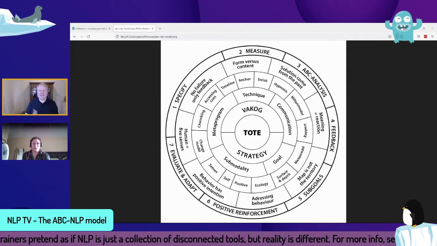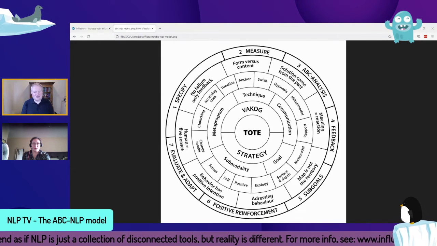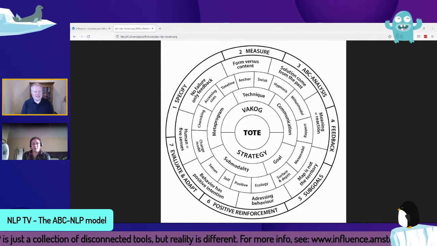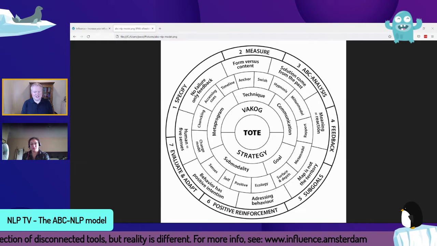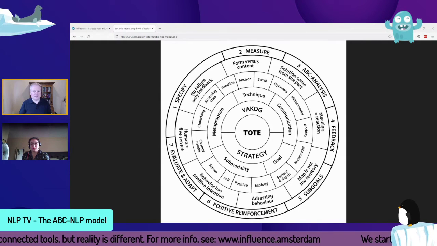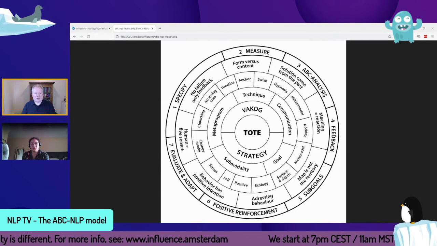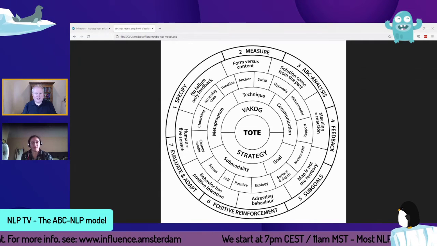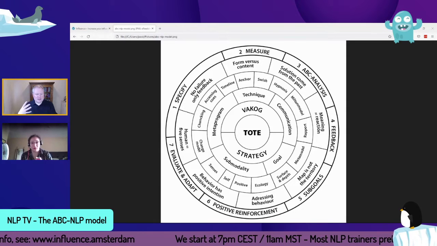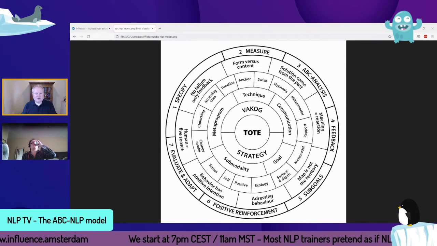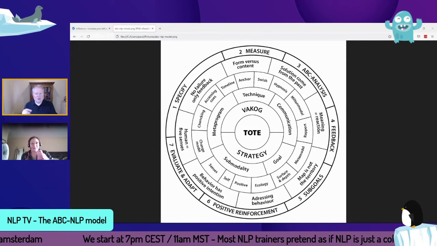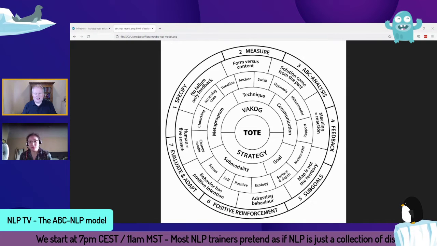Then we have switch techniques. Those techniques are basically how NLP changes the content of people's experience. We already saw that there was a difference between the form of the experience and the content of the experience. Most of the time we work with the form of the experience, and that is what we do with timelines and anchoring and all those techniques.